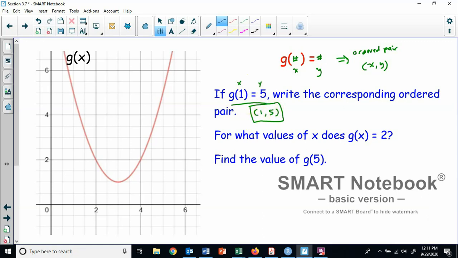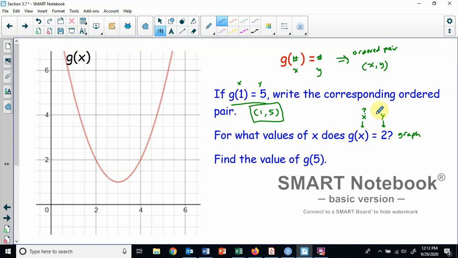Now the other things we like to do are give you one of the two and ask for the other one. So for what values does g of x equal 2? So remember, this is the y value, right? And this is the x value. I do not know the x value. I'm looking for this x value. So this is where we'll use the graph. We're going to give you a graph on the test.